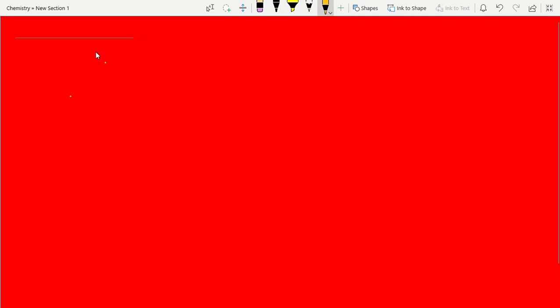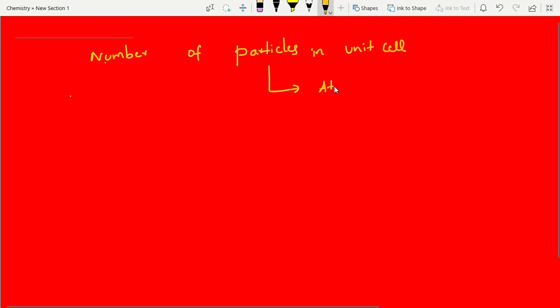Number of atoms in unit cell, or number of particles. Students, particles is nothing but it may be atoms, it may be ions, it may be molecules. If you are calculating in covalent crystals, it is atoms. In ionic crystals, we consider ions. In molecular crystals, molecules. Particles can be anything.